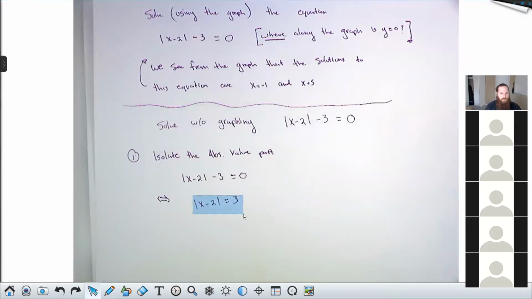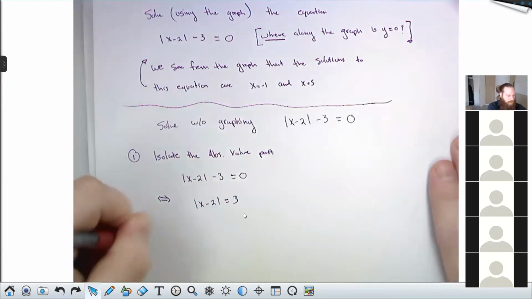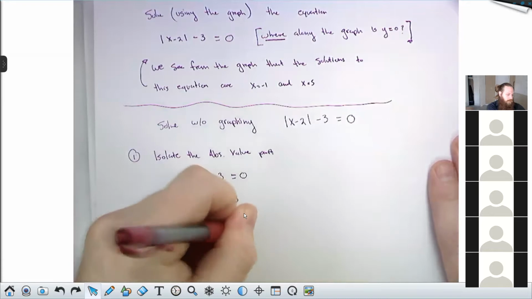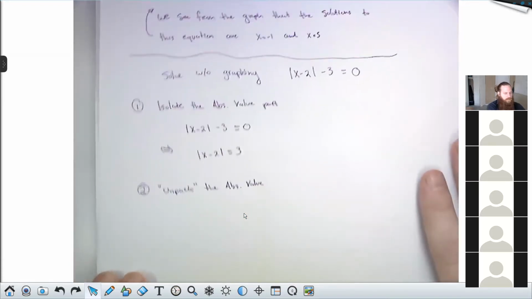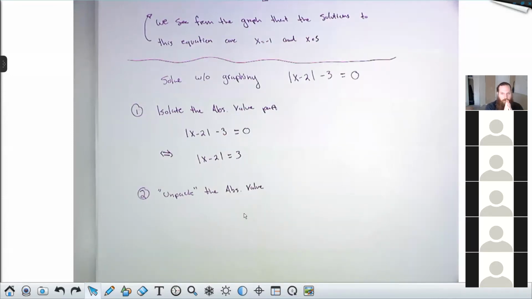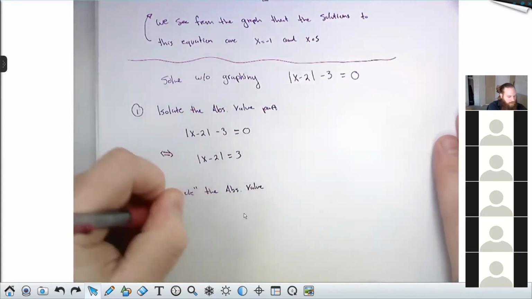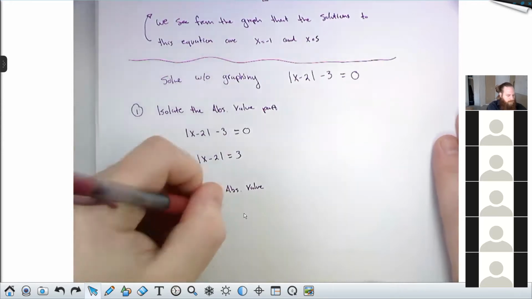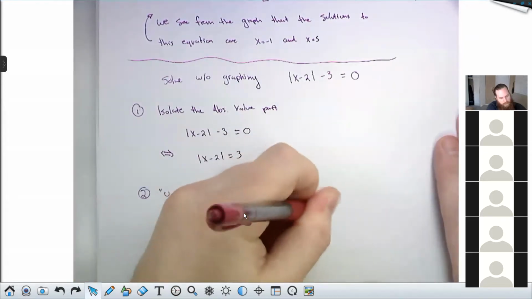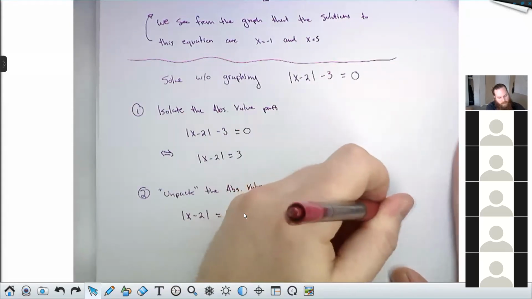Now you have to think about what the absolute value function does. I call this next step unpacking the absolute value. So what sort of numbers have absolute value equal to 3? Take a second and think about that. There are 2 numbers out there in the universe where I can take their absolute value and I get 3 as the result. What are those 2 numbers? 3 and -3. Beautiful. So unpacking the absolute value looks like this. That means the inside of the absolute value can be equal to 3, or the inside of the absolute value can be equal to -3.